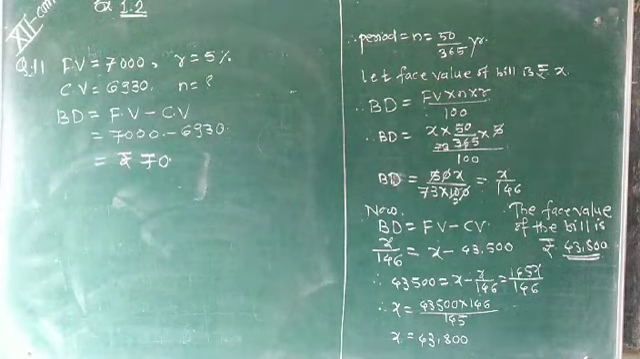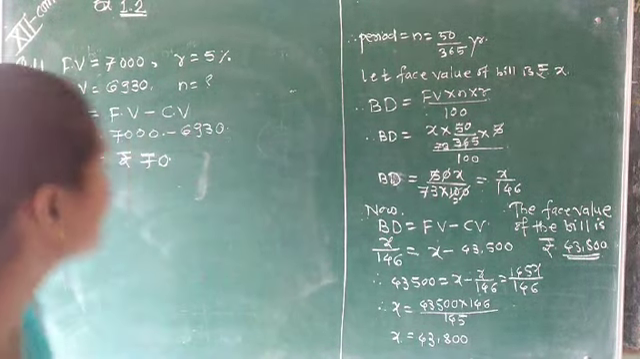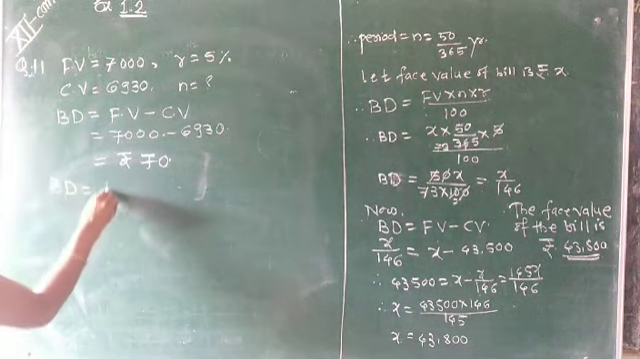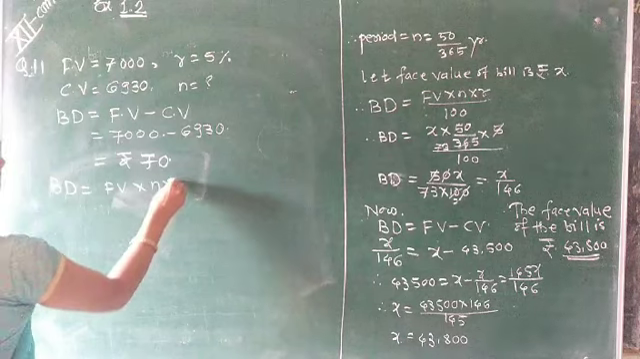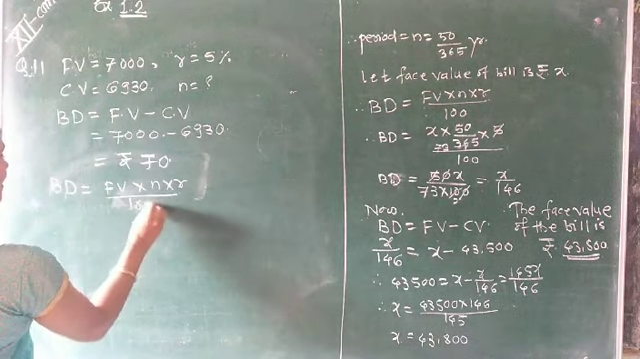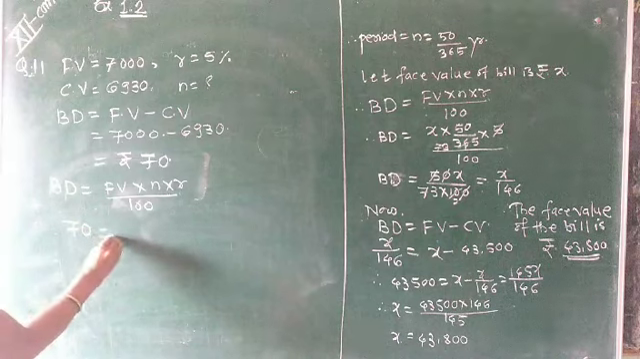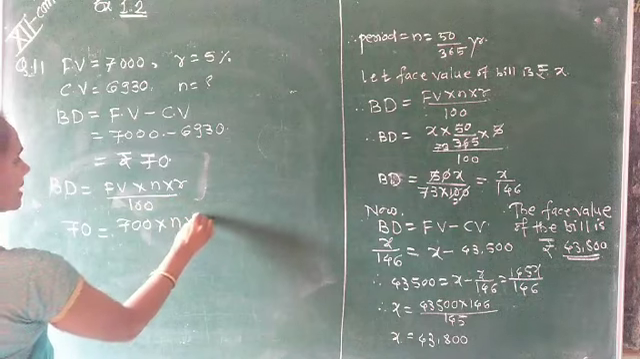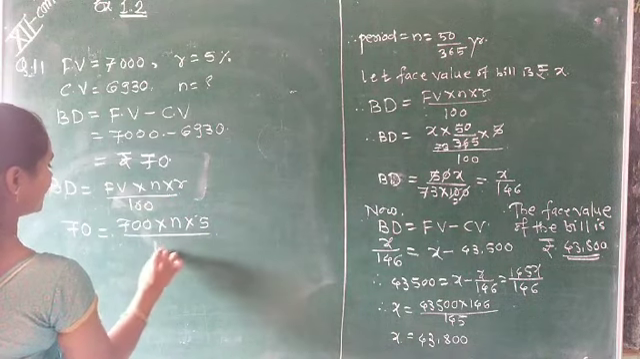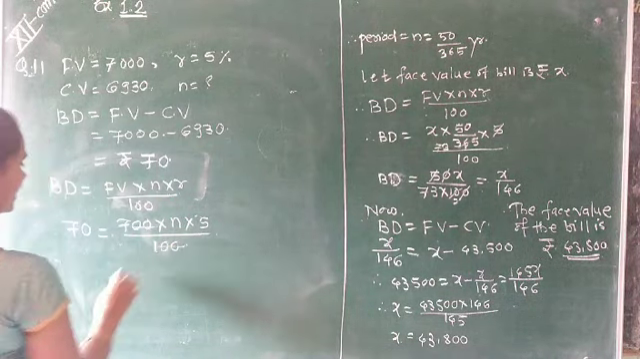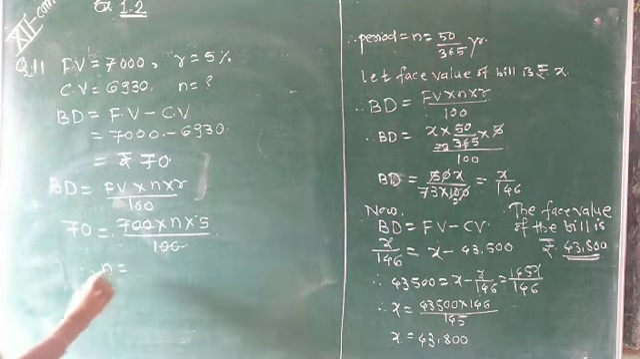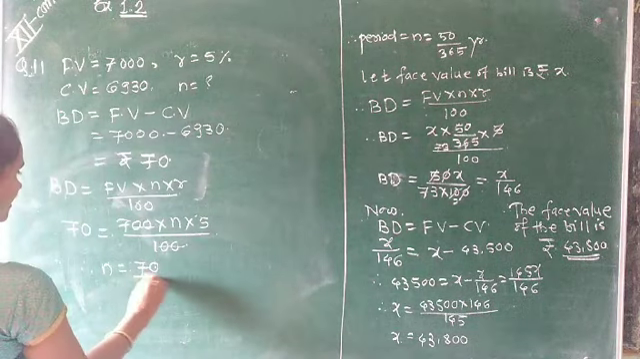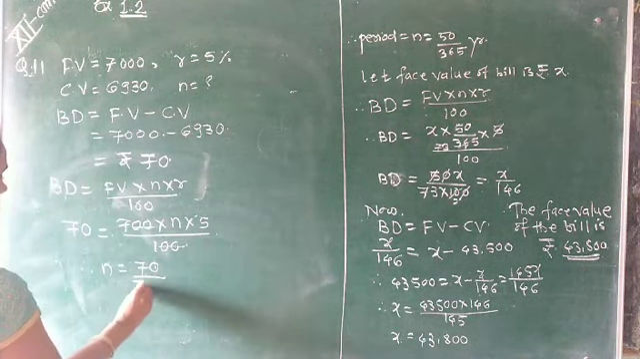Here we have to find the period. So first we find the period in years by using our formula of BD. BD is equal to FV into N into R divided by 100. And now we know the value of BD is 70. Face value is 7,000, into N, the period, into R, 5%, divided by 100. So this will be cancelled here. Hence N is equal to 70 divided by 7 into 5.